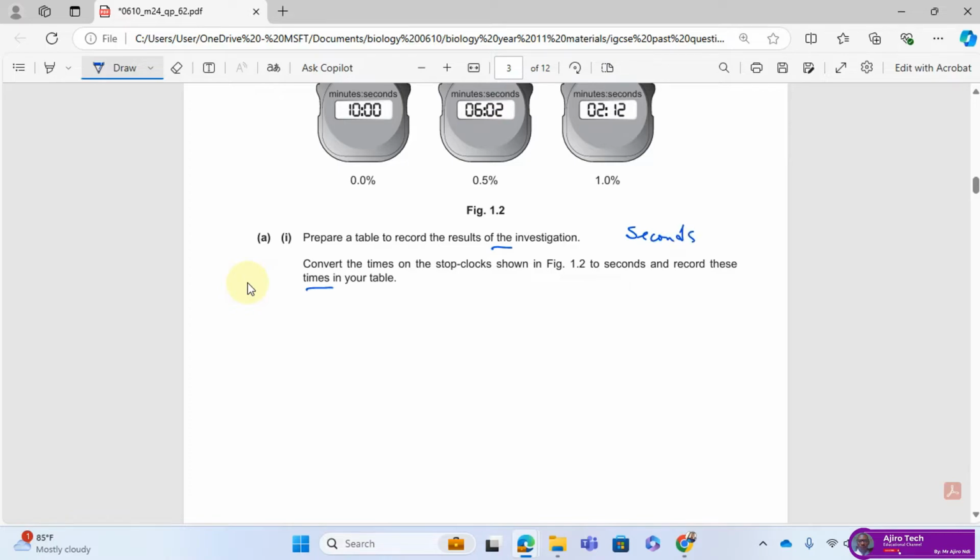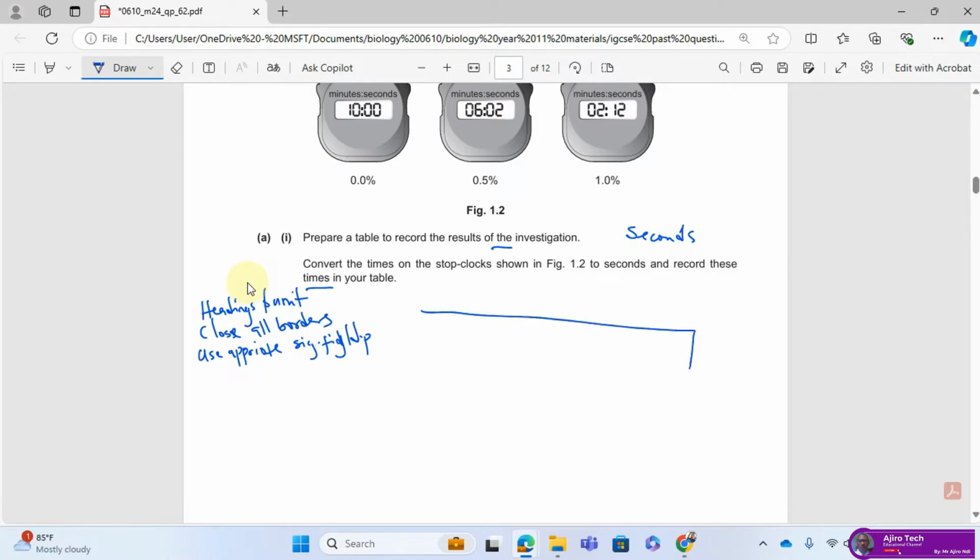And when we make tables, like I say, your table should start with a heading. You have headings with appropriate unit, you close all borders, and also you ensure that you use appropriate significant figures or decimal places. Alright, so let's make this table. Since we have to record only the test tube and the time, we need only 2 columns. So we'll use a ruler to do this. All right, we have our heading. Then of course we will insert our values.